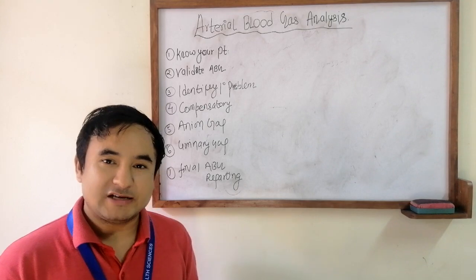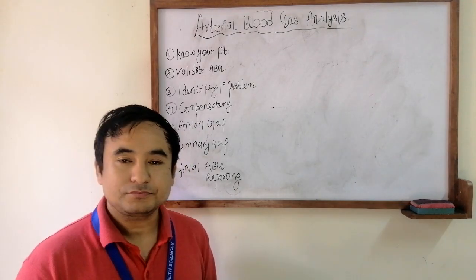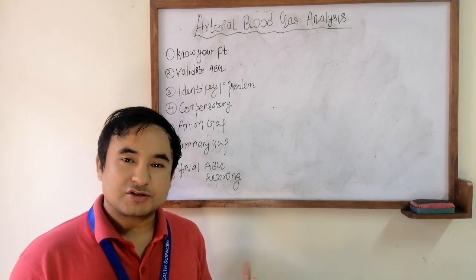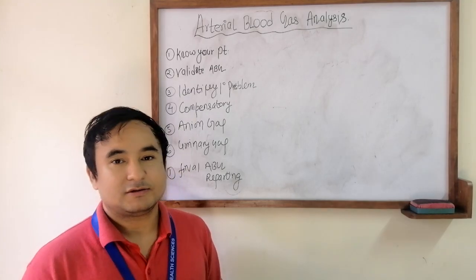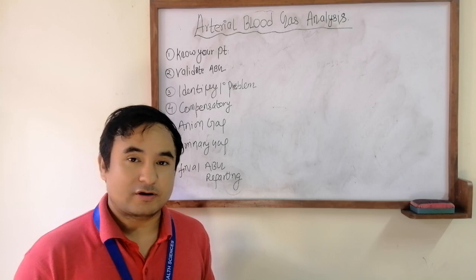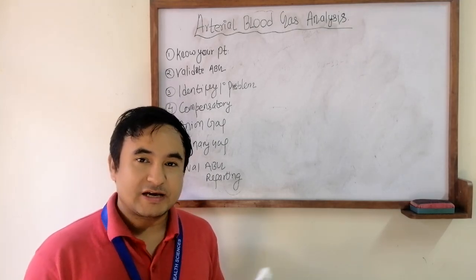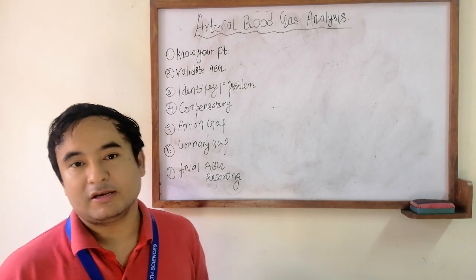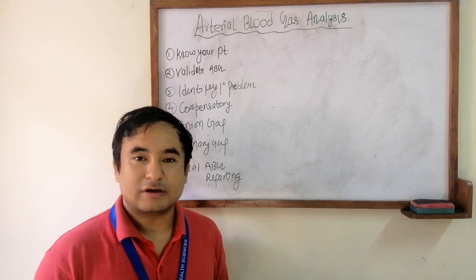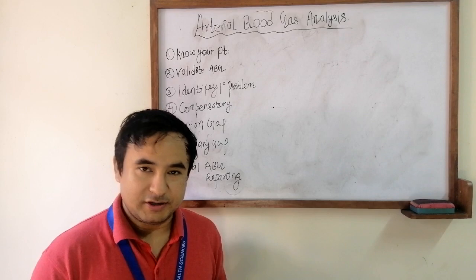It gives us an idea regarding the acid-base status of our body. It gives us an idea regarding the partial pressure of oxygen and carbon dioxide. It gives us an idea regarding the alveolar-arterial oxygen gradient. So basically, ABG helps us in identifying the acid-base problems and the oxygen status in our body.